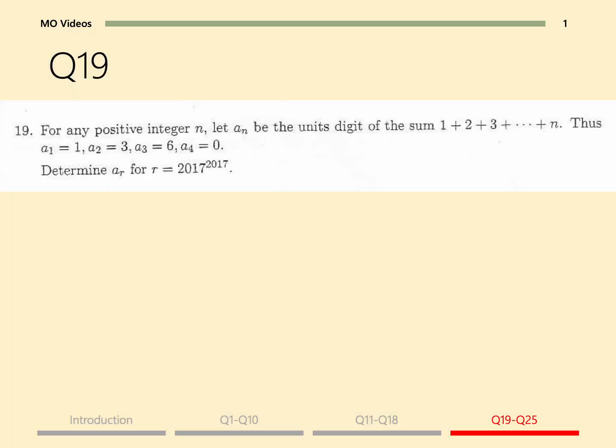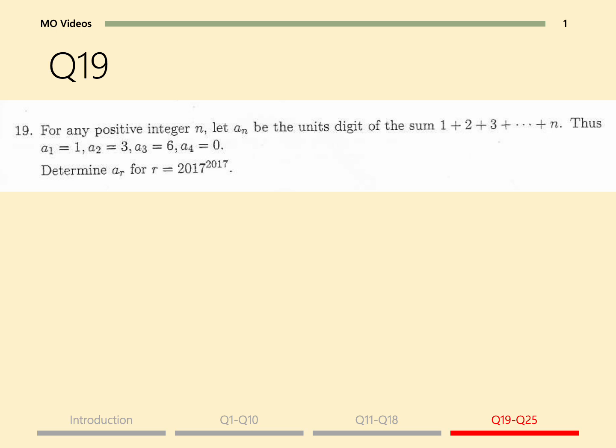In question 19, we are tasked to study a sequence modulo 10. That's what's meant by taking the units digit, and the sequence in question is n times n plus 1 divided by 2. Usually, the most useful property of a sequence in modular arithmetic is its period, and here you might think that the period of the sequence on first glance is 10.